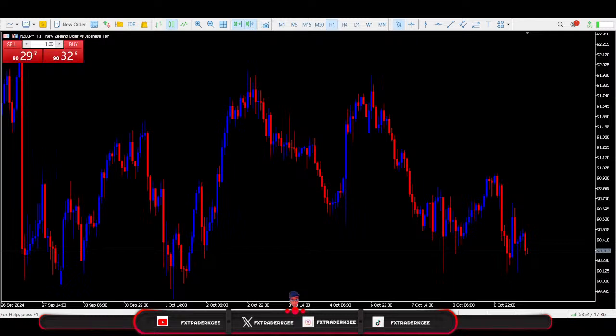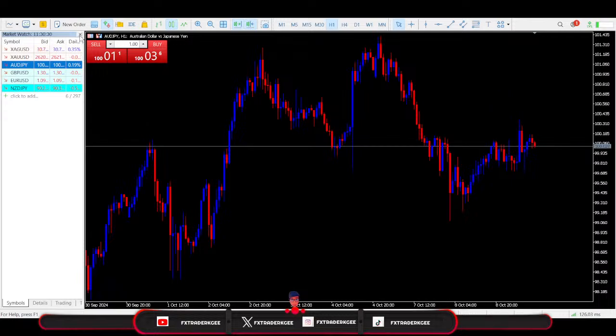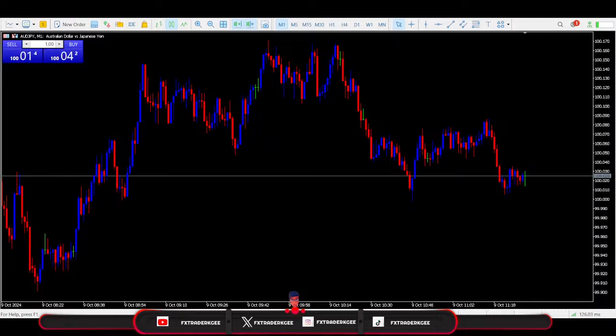And then think about selling. But not now anymore though, please. It's no longer selling. So we focus on what we currently have, which is AUDJPY. Our AUDJPY sell is what we should focus on.